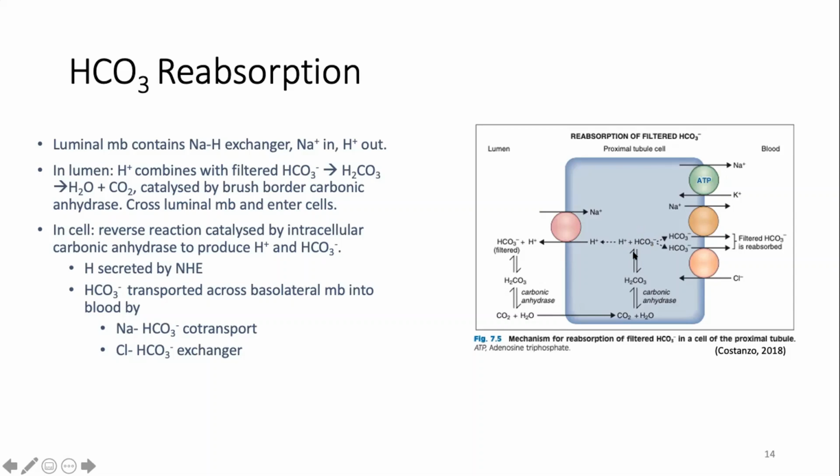And this bicarb that is being generated in the proximal tubular cells will then be reabsorbed into the blood through two important carriers, which are the sodium bicarbonate co-transporter, where sodium and bicarb are both transported out, or the bicarbonate chloride exchanger, meaning that one bicarb goes out, one chloride goes in.